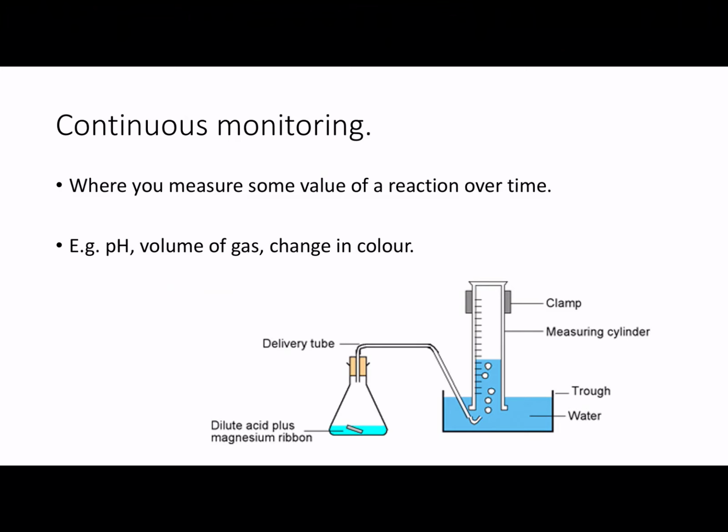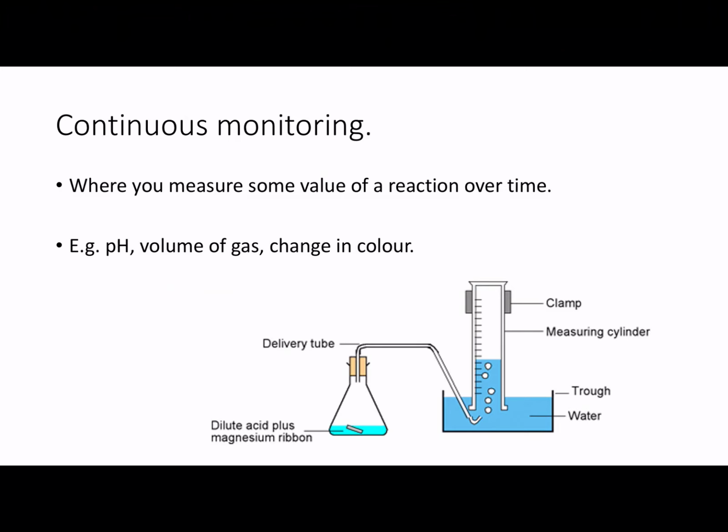so continuous monitoring. This is probably the way that we think of most of the time, and that's where you pick some quantity that you're going to measure. Now, depending on your reaction, that will differ. So if we had a gas, we'd measure maybe the volume of gas, or we could measure the change in mass of it. If we had a colour change, we could detect the intensity of that colour change. If we had a change in pH, we could detect a change in pH. And we would do that multiple times throughout the course of our experiment.